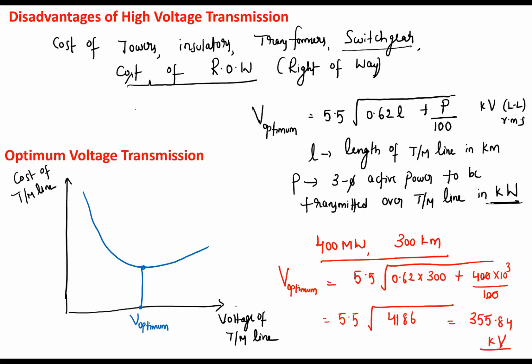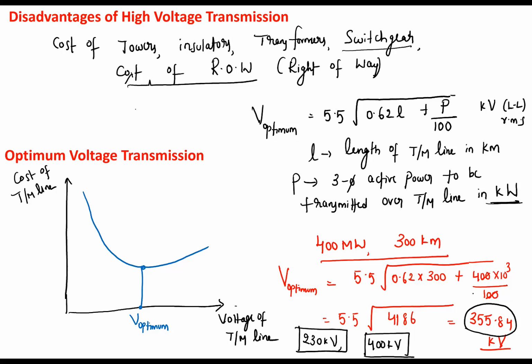We don't have a 350 kV line or a 355.84 kV line. So what is the voltage? Usually we have a 230 kV line. After that we have a 400 kV line. Our optimum transmission voltage is between these two. So what you will do is calculate the costs involved in each. For the 230 kV line, the cost is say some 500 crores. For the 400 kV line, say the cost is 450 crore. Now the choice is which is cheaper. The 400 kV line is cheaper, so you go for the 400 kV transmission line.